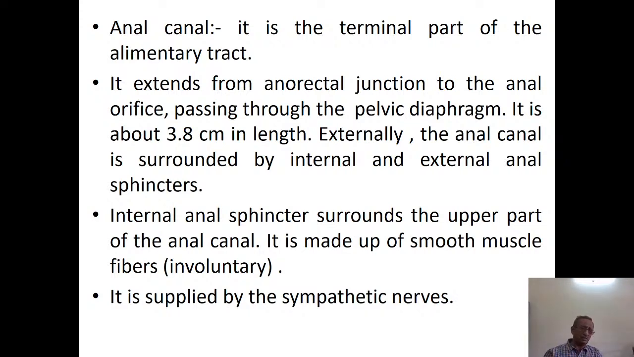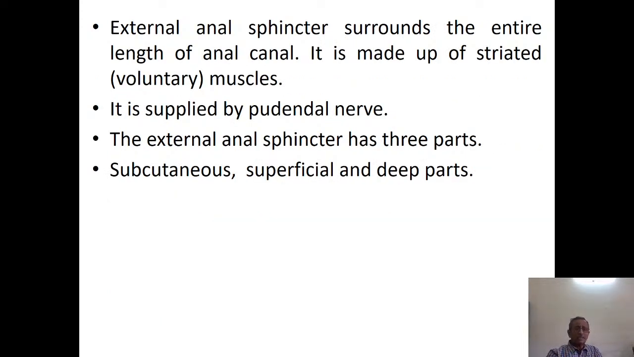So the internal anal sphincter surrounds the upper part of the anal canal. It is made up of smooth muscle fibers. It is supplied by sympathetic nerves. The external anal sphincter surrounds the entire length of the anal canal. It is made up of striated muscles, that is voluntary muscles supplied by the pudendal nerve. The external anal sphincter has three parts: subcutaneous, superficial, and deep parts.